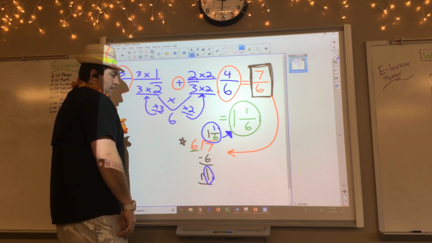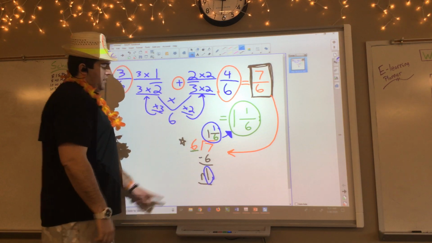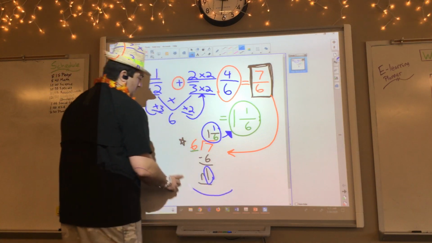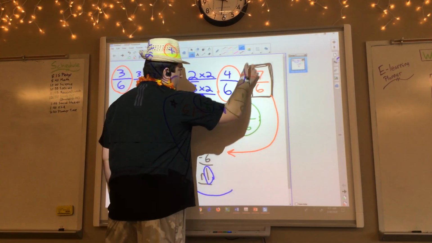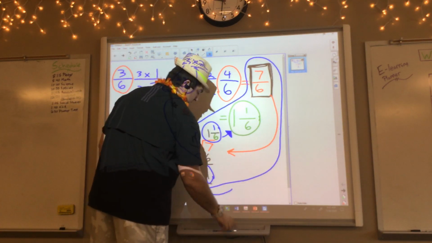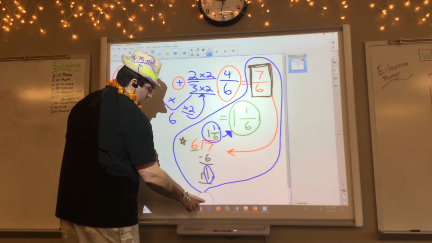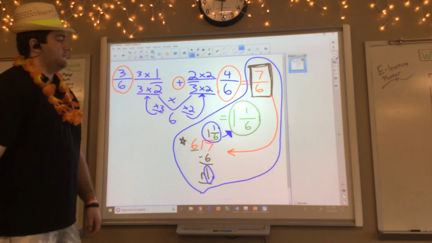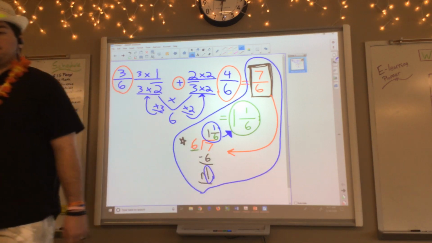So again, if you want to pause this video and look at this, these right here. That's the process of simplifying in a nutshell. I totally just messed it up because I can't draw. There we go. That's what we're looking at right there.